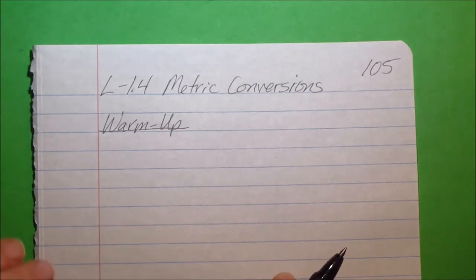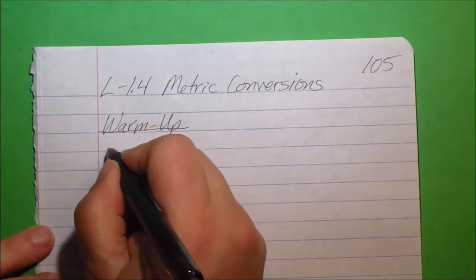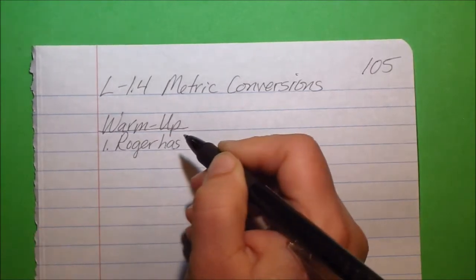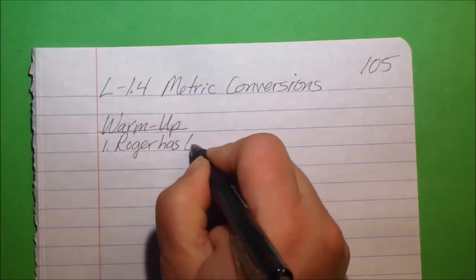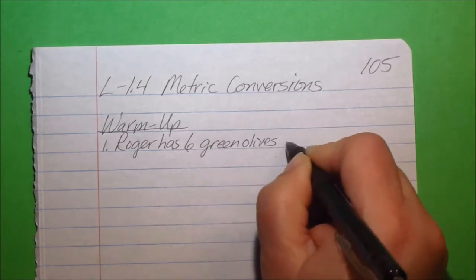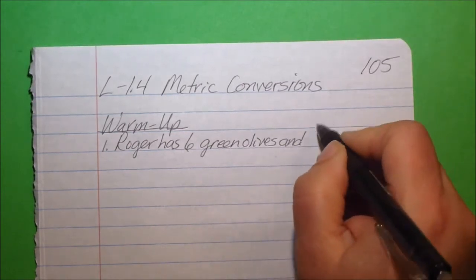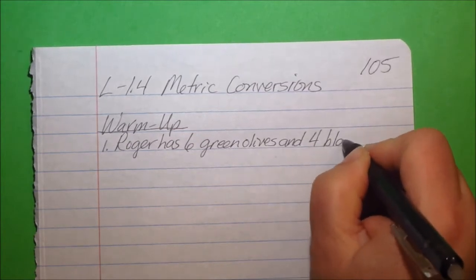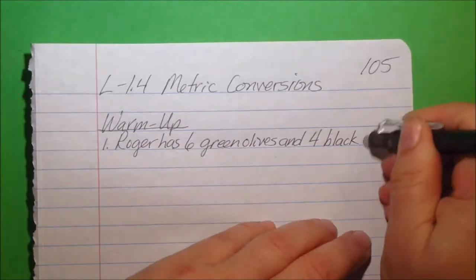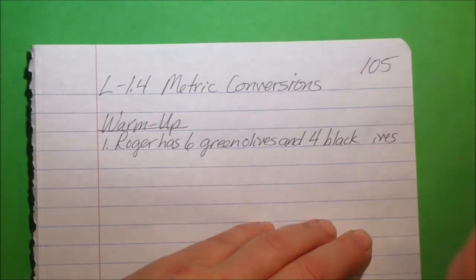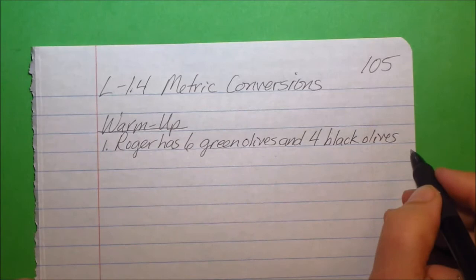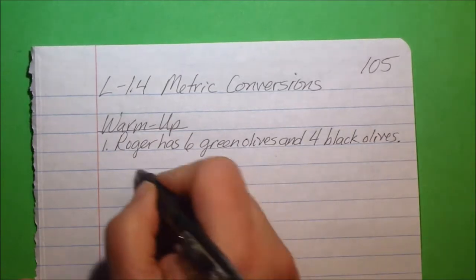And the warm-up is, let's see, number 1. Roger has 6 green olives and 4 black olives. Oh, it looks like dives. Let me see if I can get this O and L a little more separated. Alright, and 4 black olives. Alright, so A.